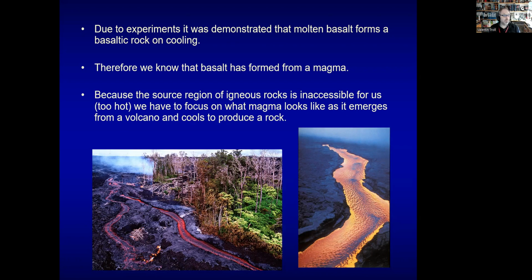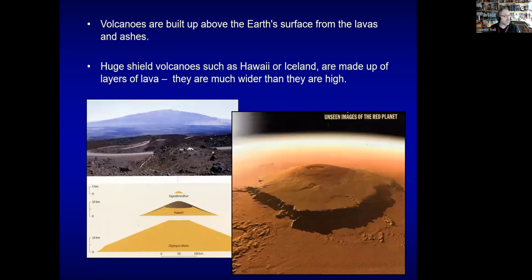So we know now how basalt forms. We also see this at volcanoes. We see it coming out. We see it flowing, like here, images from Hawaii, and we see it cooling, and we can take it to the lab afterwards and study it. So it's the product of cooling of lava.